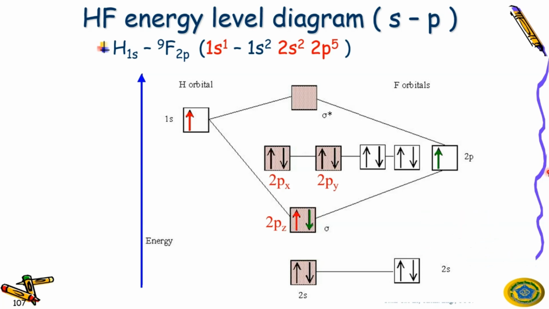So how about the bond order? The bond order is, you have 2 minus 0. 1 is the bonding molecular orbital, this is the anti-bonding molecular orbital. So you have 2 minus 0, and you divide by 2. That will be 1. So this is what? A single bond.